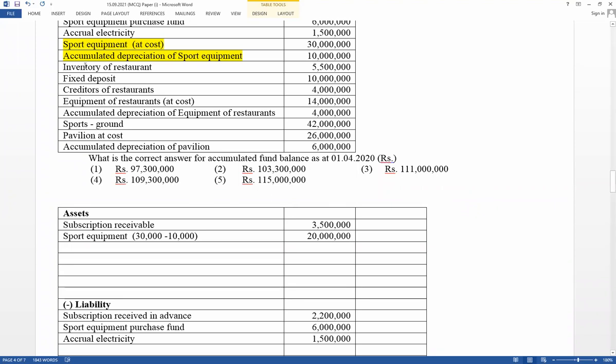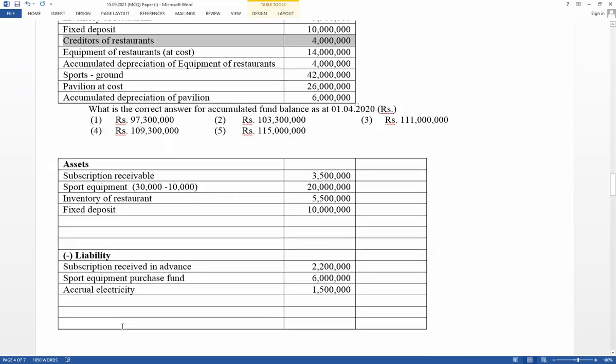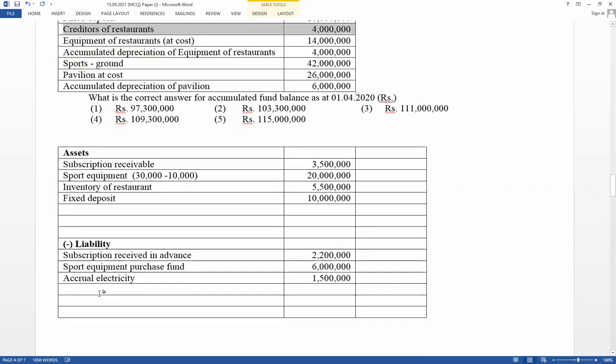Inventory of the restaurants. Think about it, restaurants are also part of the sport club. The available inventory is an asset. Therefore, inventory goes on the asset side. Then fixed deposit is also an asset. Opening assets minus liability equal the opening accumulated fund. And creditors of the restaurants. Restaurants are also part of the club. A creditor is a liability. Therefore, it should be recorded on the liability side.